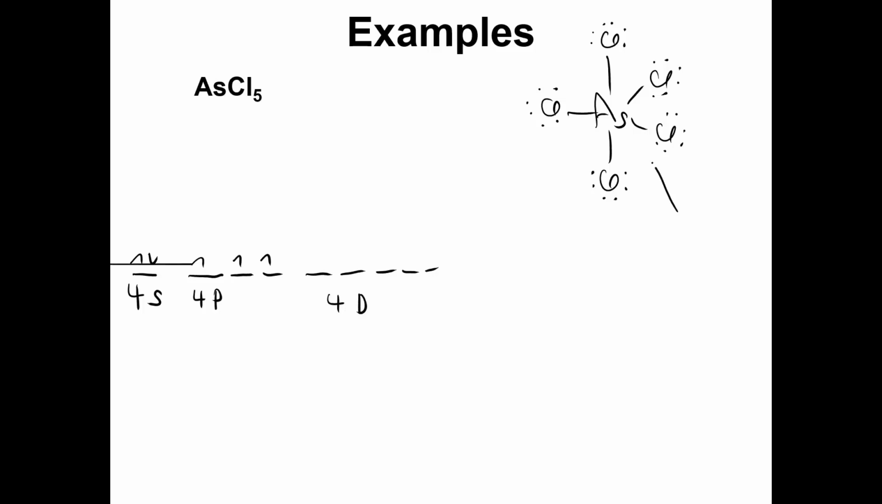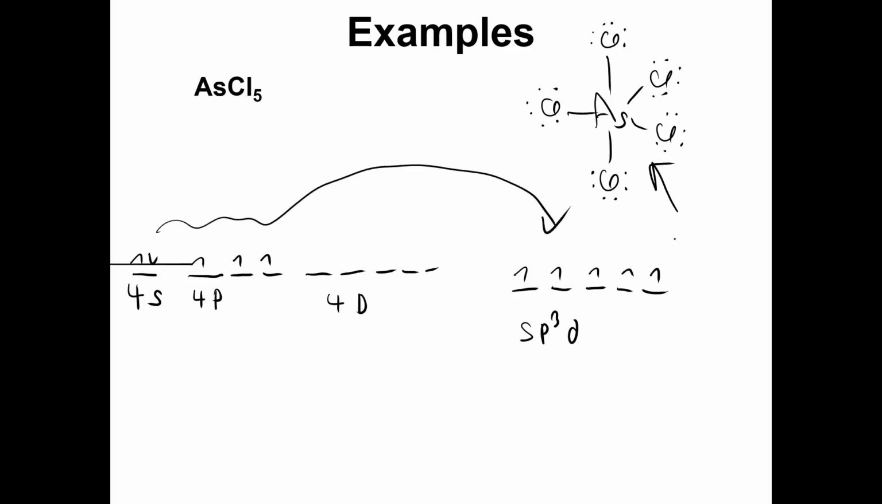And so here we have 5 regions, so it's going to have sp3d hybridization, 1, 2, 3, 4, 5, and 1, 2, 3, 4, 5 electrons. These 5 electrons come over here, and they make 5 sigma bonds, right? And that's that. One last one, and then we'll take a break.